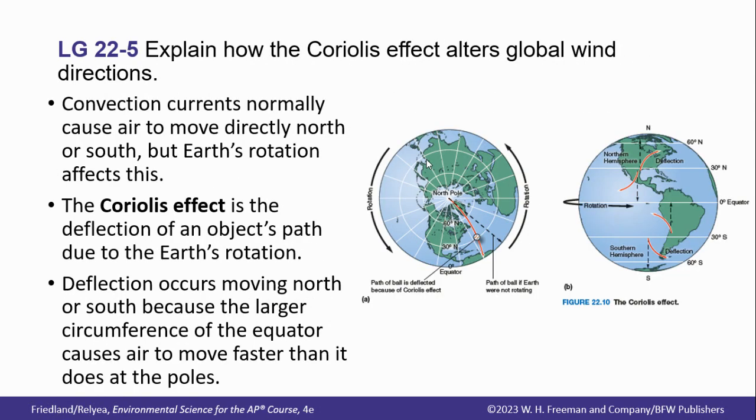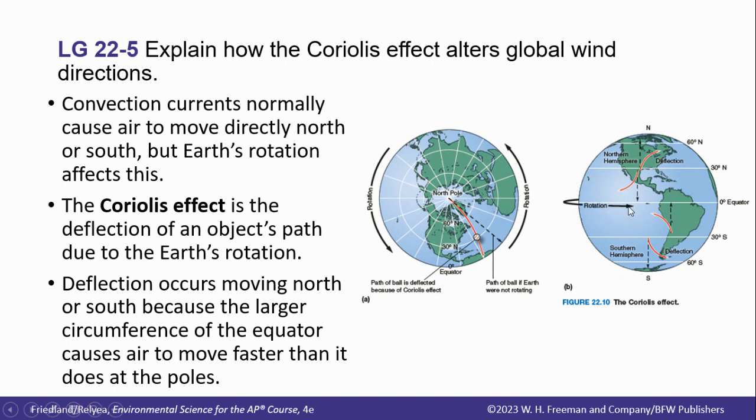Okay, so now we're on to our last unit, to explain the Coriolis effect and how it alters global wind directions. So convection currents normally cause air to move directly north or south, but the Earth's rotation affects this. The Coriolis effect is the deflection of an object's path due to the Earth's rotation. The deflection occurs moving north or south because the larger circumference of the equator causes air to move faster than it does at the poles.